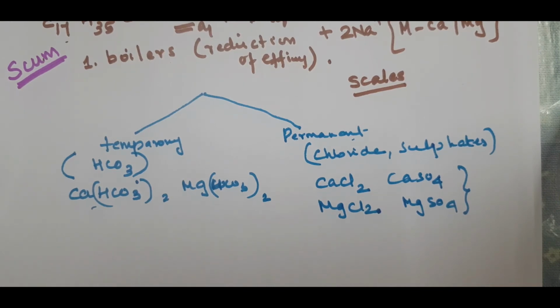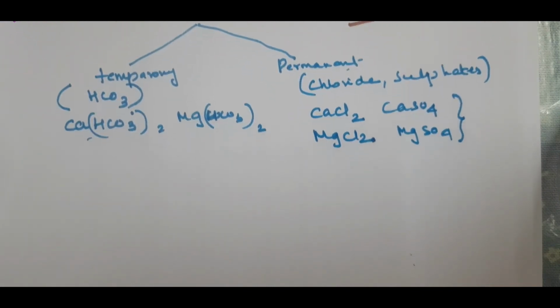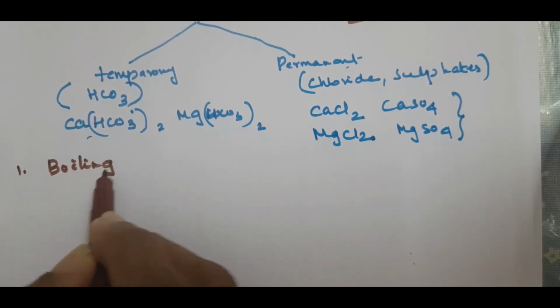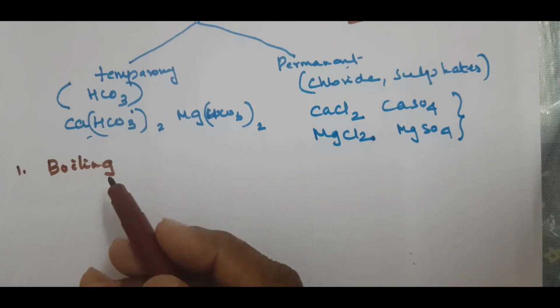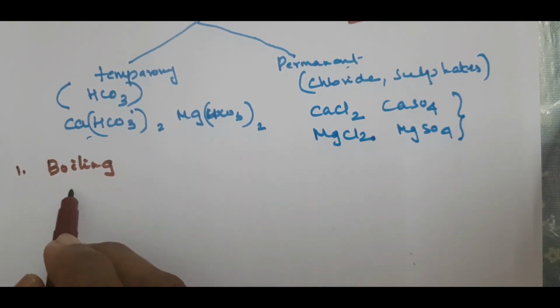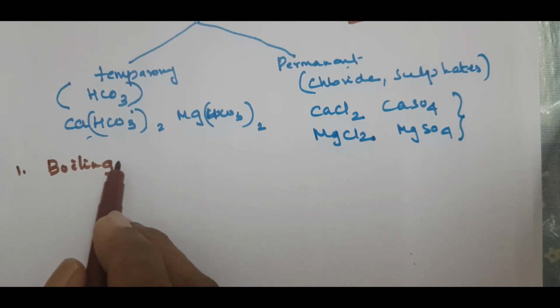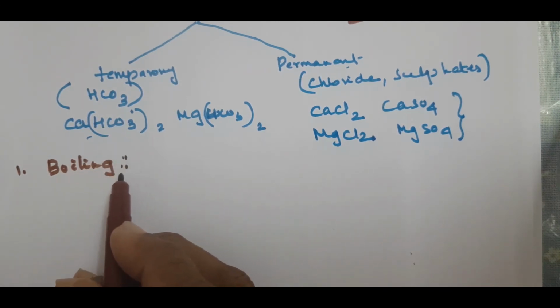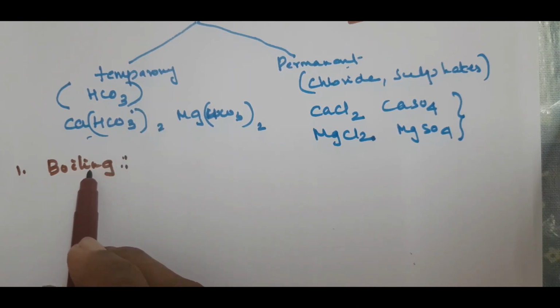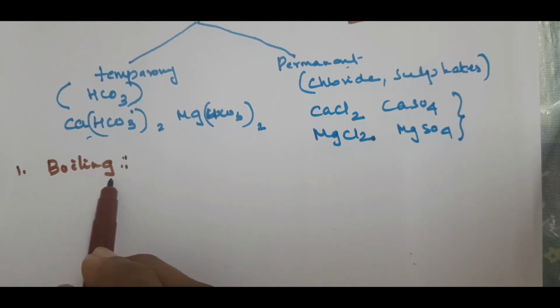Correct. Now first, it's very simple. That is why the first is boiling. If you boil the hard water, you can remove that temporary hardness of this hard water. Correct. So by boiling, we will see what happens. So the first method for removing the temporary hardness is boiling. Now what happens during boiling? Now if you boil this hard water for a longer time, what happens?